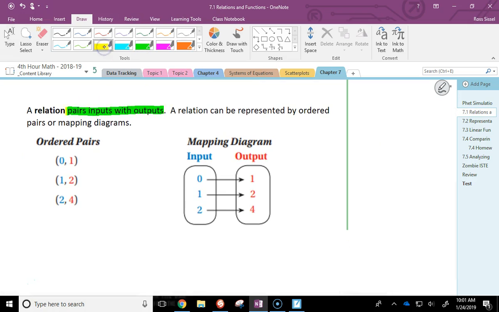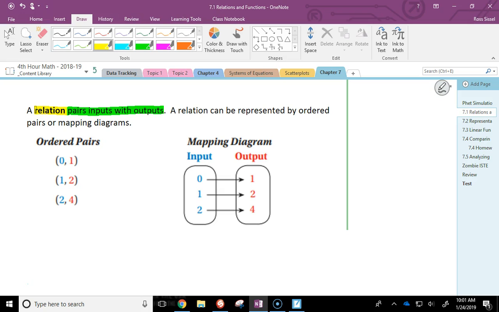So the job of a relation is it pairs the inputs with the outputs. It can be represented by ordered pairs or a mapping diagram. We need to know these because you have to be able to do both. You have an example there on your picture. Ordered pairs: (0, 1), (1, 2), (2, 4). Or if I took these, I could write them as a mapping diagram.